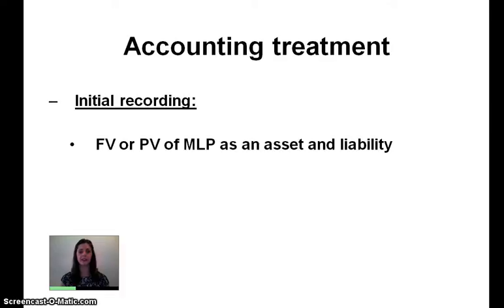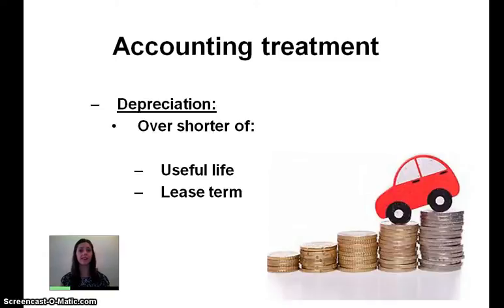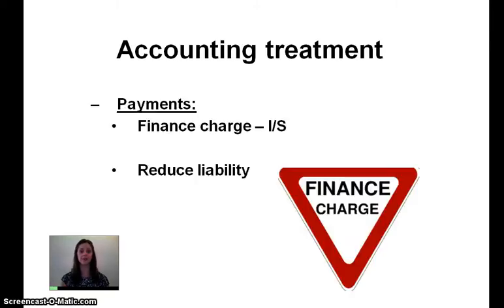So under a finance lease, you initially have to record the asset at the fair value or the present value of the minimum lease payments. So you record the asset, but then also record a corresponding liability in your statement of financial position. With a finance lease, because you've recorded this asset, you need to depreciate it, and that's going to be over the shorter of the useful life of the asset or the lease term. So whichever of those two is shorter, this is what the depreciation is going to be calculated over. This is then just charged to the income statement as you normally would with any other asset.